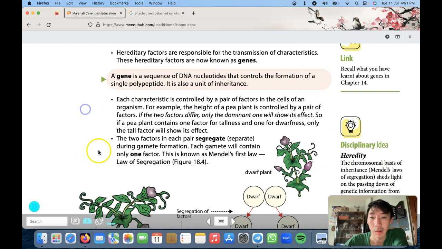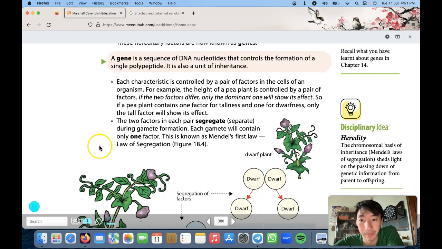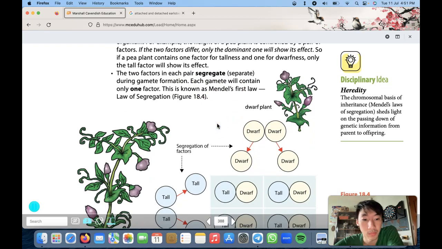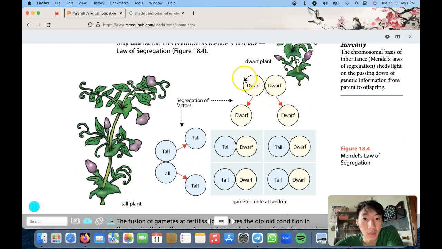Let's now talk about how these genes can be separated. During gamete formation, gamete refers to the sex cells of the plant. These gametes will contain one of the pair of genes. So this is what will happen. The plant has chromosomes from the father and chromosomes from the mother. But when they produce the gametes, they separate, and each gamete only has one of those chromosomes. So here we have the dwarf gene. This is the dwarf gene. This is the tall gene. This is the tall gene.